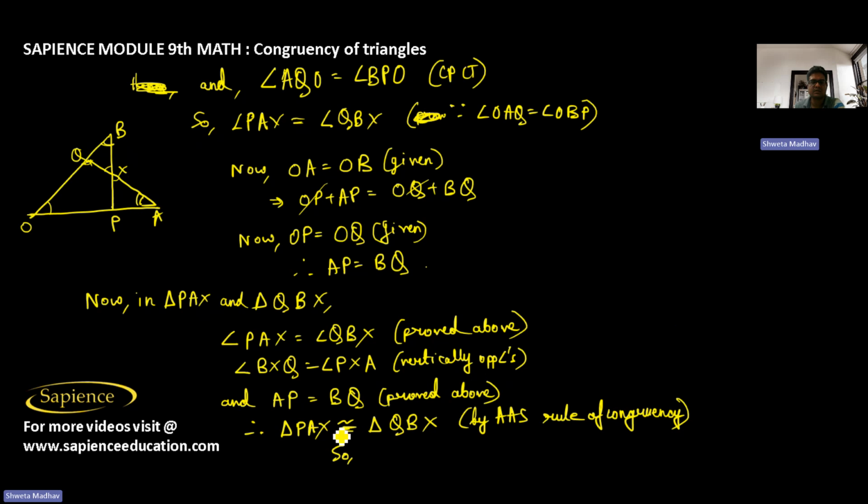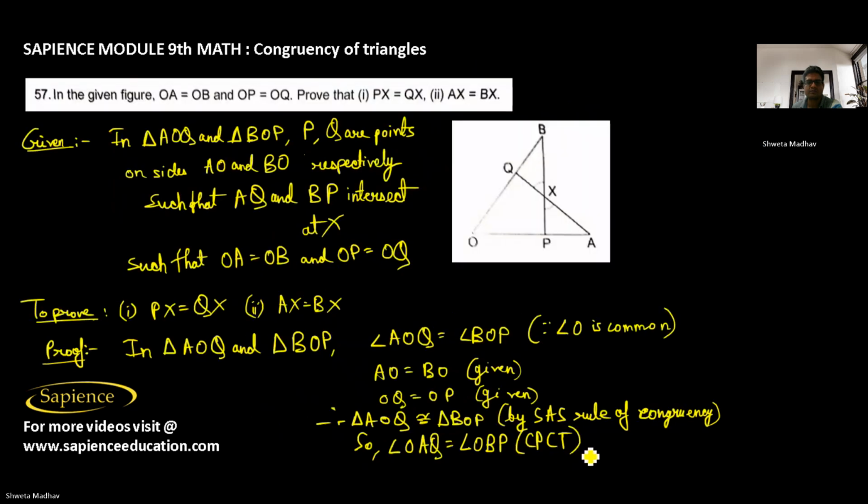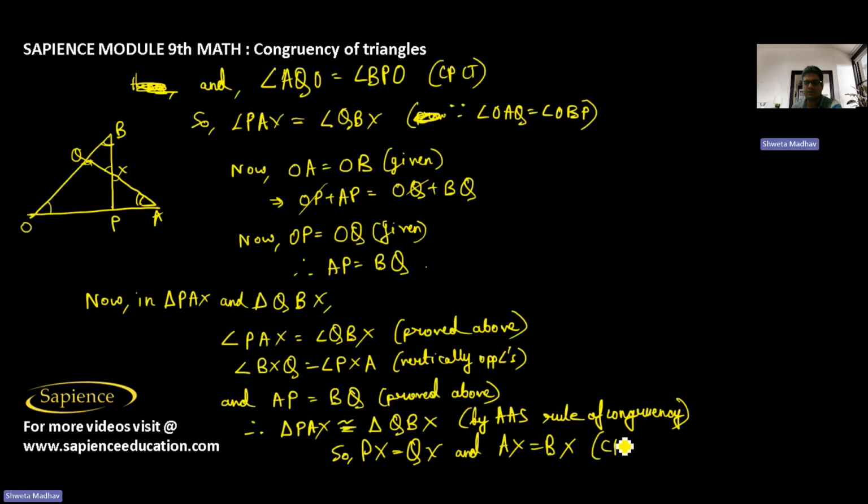So now we can say that PX is equal to QX, and we can also say that AX is equal to BX, which is by CPCT. So hence proved.